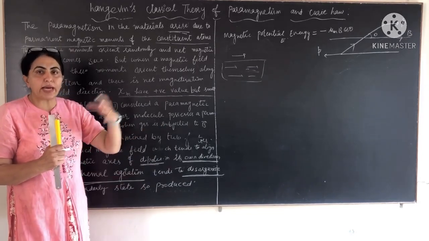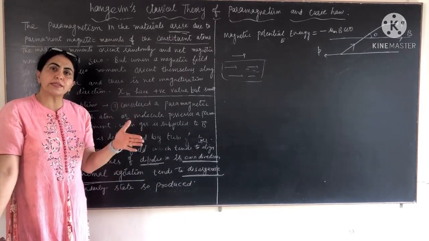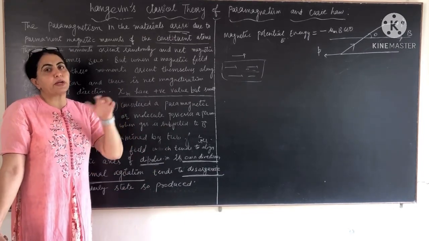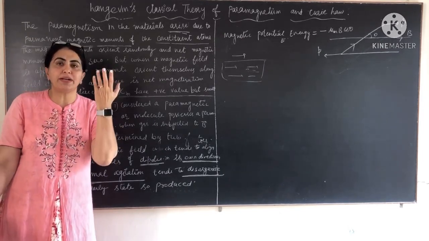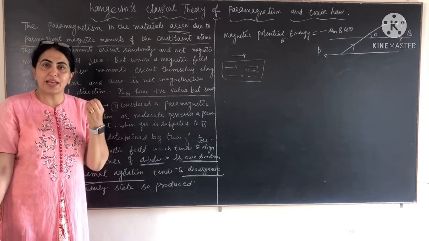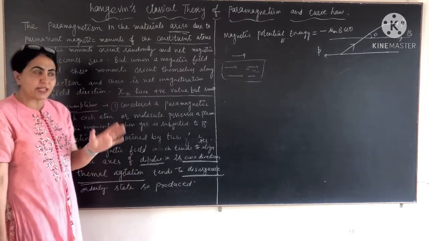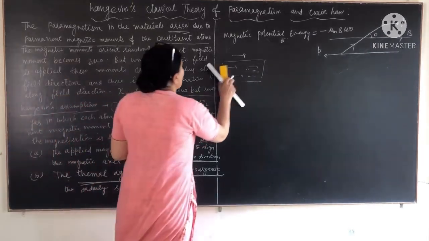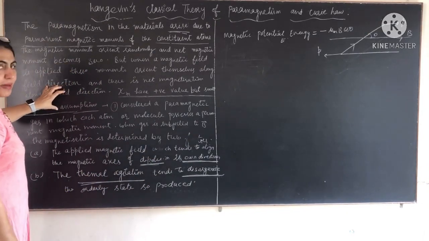If there is a net dipole moment, then there is a magnetization, because we know that magnetization is net dipole moment per unit volume. If there is a net magnetization, then there is a susceptibility. The susceptibility in this case has a positive value, a very small value but positive. Clear? So this is all about the introduction of paramagnetism.